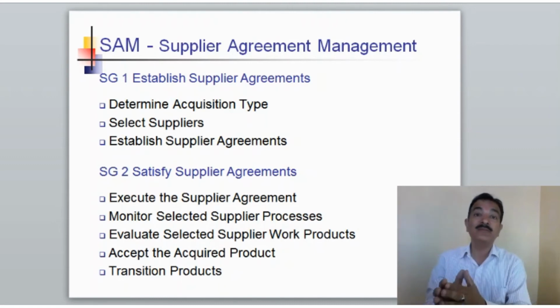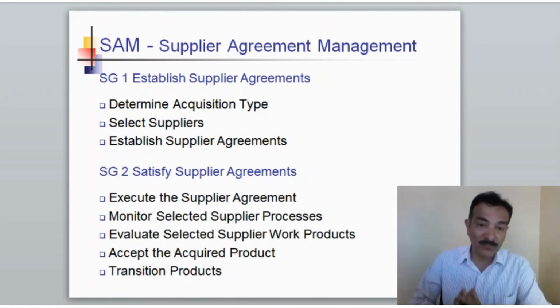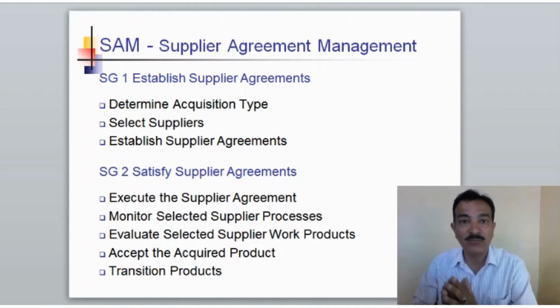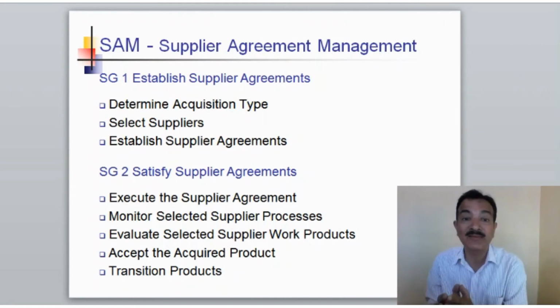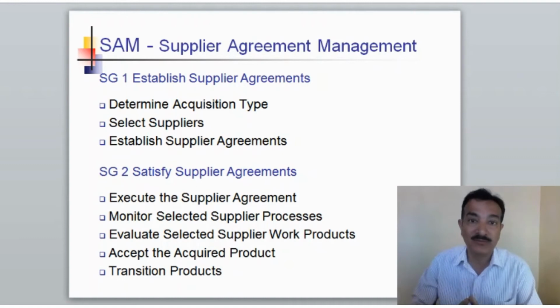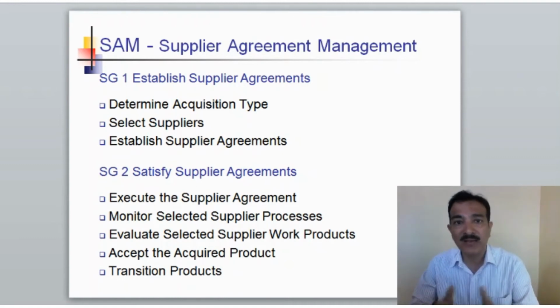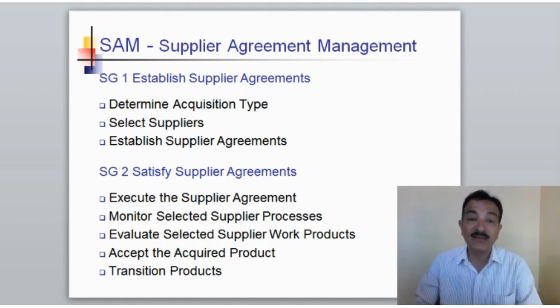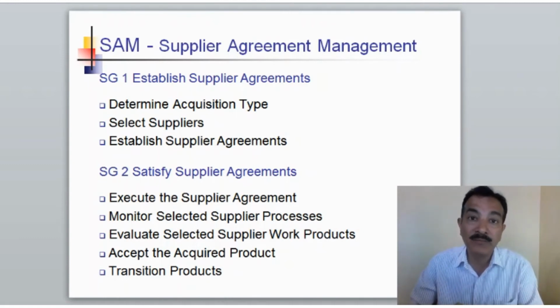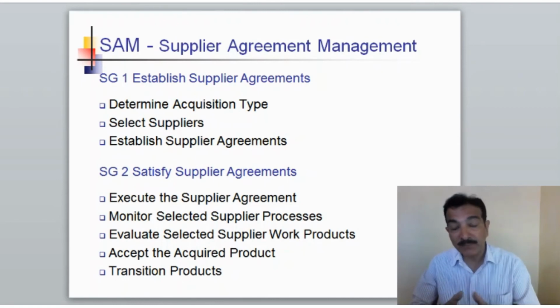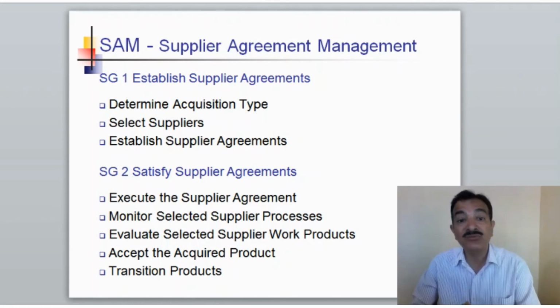Now once you have determined that you are going to get it done from some XYZ or someone from outside, a vendor, then you would have to select what is going to be the criteria for the vendor to be eligible to take a project. So you would list down the criteria using DAR again, like what criteria the vendor would have to fulfill to become eligible to be a supplier. So select the supplier, then establish supplier agreement.